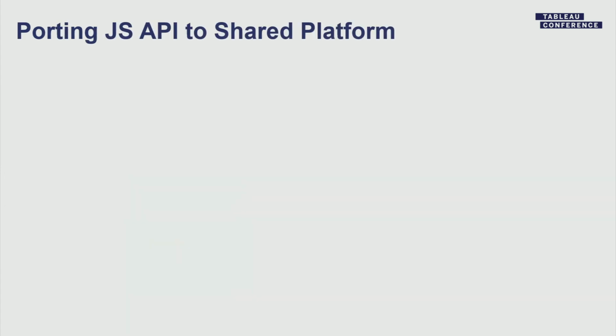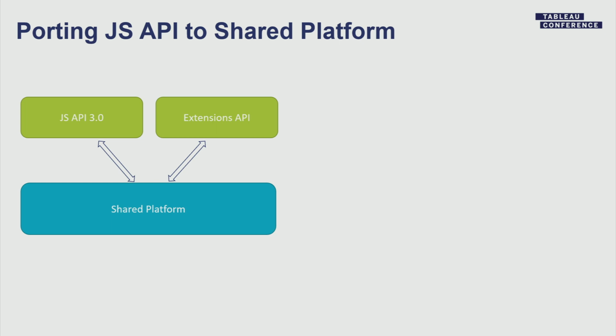As part of version 3, we'll be porting the JS API to a shared platform. So what does this really mean? As Timo mentioned, there's currently the JS API. There's also the extensions API. They are kind of like cousins in the sense that they share a lot of similar functionalities, such as mark selection, filtering, and get data. And as part of the extensions API, we have built a shared platform. And for the JS API, we'll be building on top of the same platform. There are many benefits to this.